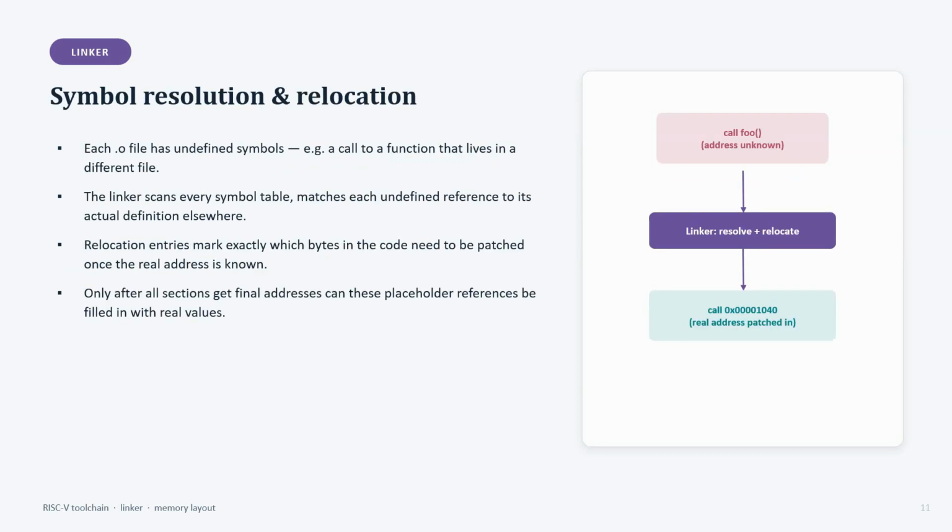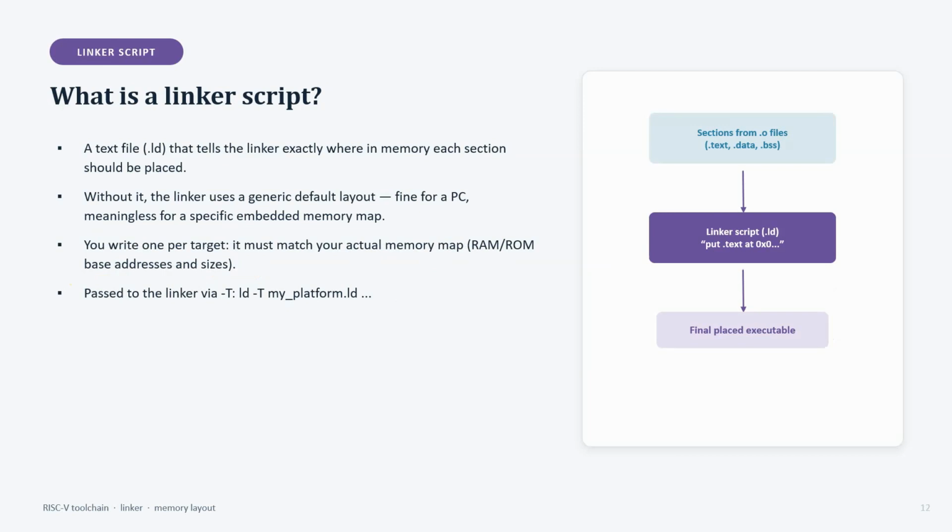And next, symbol resolution and relocation. Each .o file has undefined symbols, for example, a call to a function that lives in a different file. So the linker is going to scan every particular symbol table and match each undefined reference to its actual definition elsewhere, and the relocation entries mark exactly which particular byte in the code needs to be patched once the real address is known. So this is what my linker is going to do.